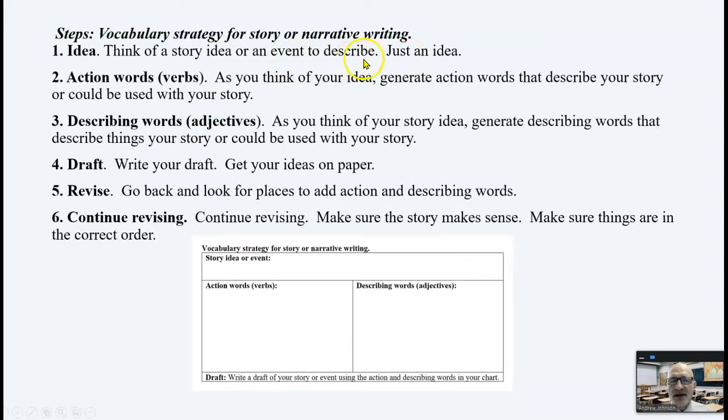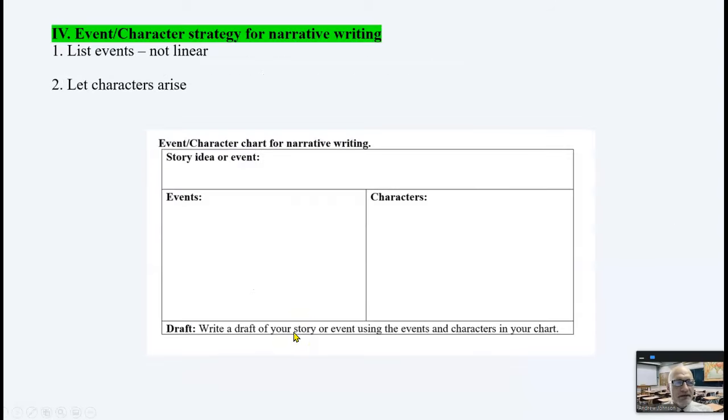Another strategy. Here are the steps. Think of the story, an event, just the idea. As you think of your idea, generate action words that describe your story. Generate describing words that describe your story. Write your draft. Go back, look for places to add action and describing words. Continue to revise. So you have this nice scaffold that gets you going, and then you can go back and add these.